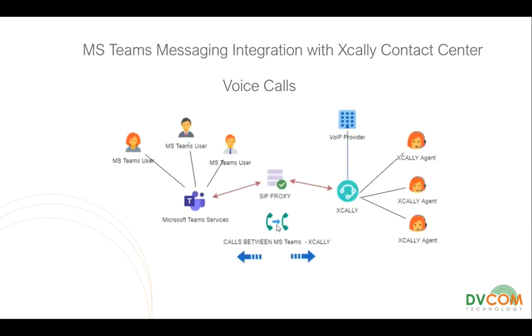And here is a detailed scenario diagram. So what we have with Xcali and Microsoft Teams is that they are communicating via voice call. A Microsoft Teams user who wants to reach the Xcali agent by dialing a specific extension or the queue number can do so by integrating with the SBCs, and Xcali integrates very well via SIP with Microsoft Teams. So this is one of the voice call based scenarios.